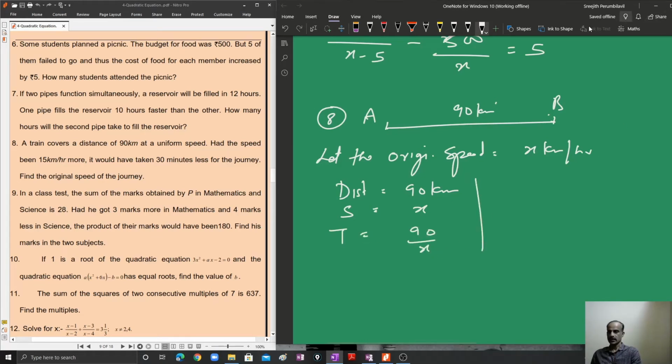Case 2. Now had the speed been 15 kilometers per hour more, the new distance won't change. Distance is again 90 kilometers. Speed changes, the new speed is x plus 15. We can take the times as t1 and t2. The time taken is 90 divided by x plus 15. Now which one is the larger fraction? The larger fraction is the one whose denominator is smaller. So the denominator is smaller, this is larger. It would take 30 minutes less. Speed is more, time is less.